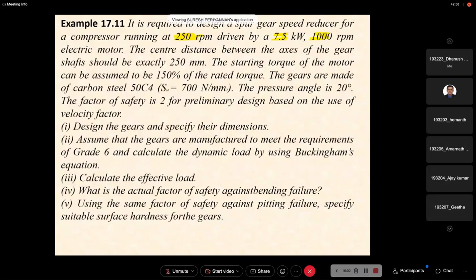Okay, anyway, at least you came forward to open your mouth. Please tell me: pinion is the small wheel, gear is the bigger wheel. Which one belongs to 1000 rpm, and which one belongs to 250 rpm? Yeah, please, someone.